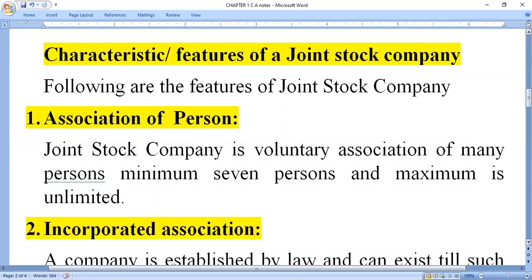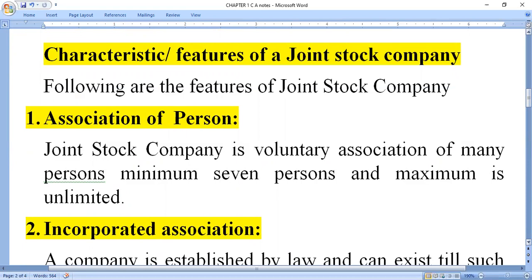The first characteristic feature, association of persons, is nothing but when we start the joint stock company, it is a voluntary association. Two persons are needed to start the joint stock company. Without persons, we can't start the joint stock company. It is very, very essential, consisting of the members of the organization. Therefore, the first characteristic feature tells us it is the association of persons.